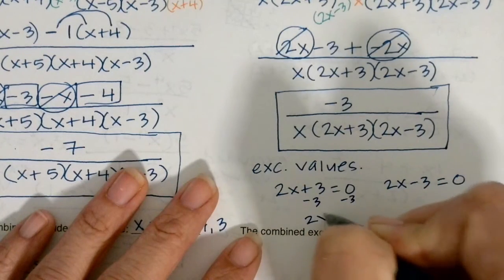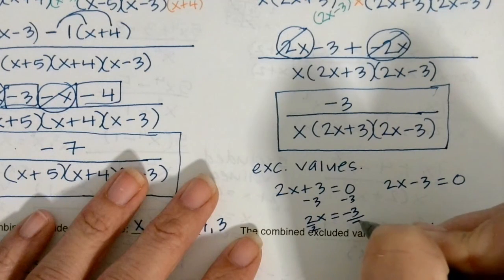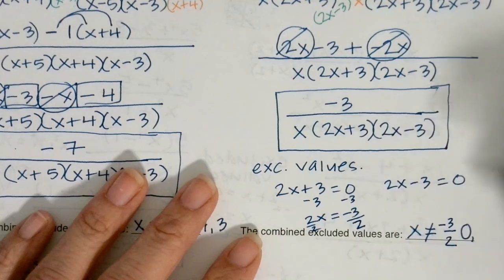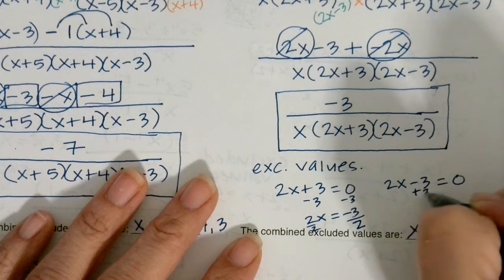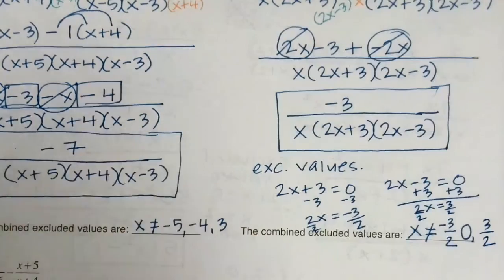So 2x equals -3. Oh, we're going to get a fraction. So -3 halves, and I bet you can guess what this is going to be, but we'll do the math for it just for fun. And 3 halves. Okay, so those are excluded values there.